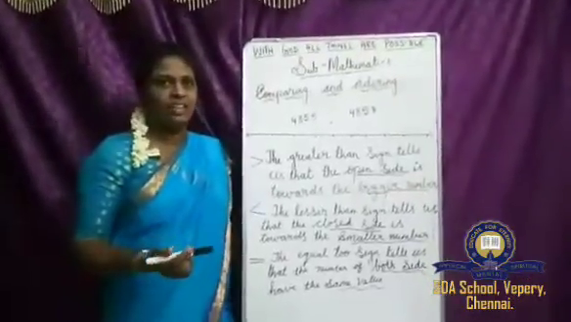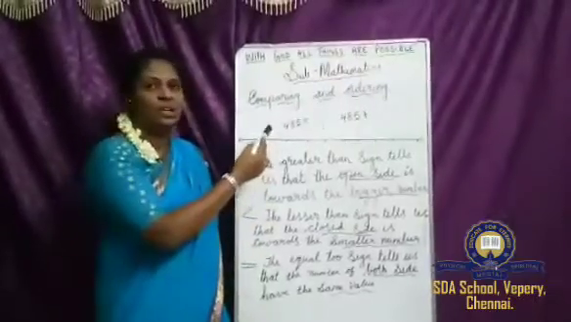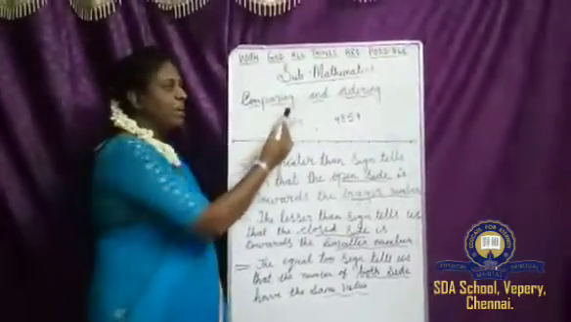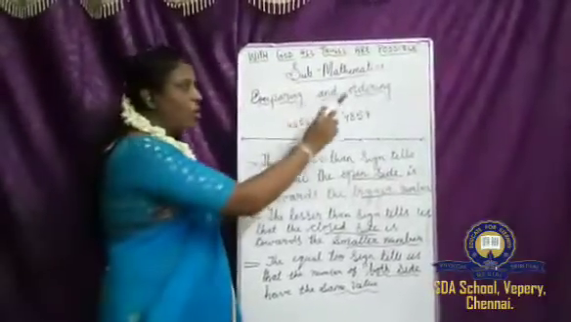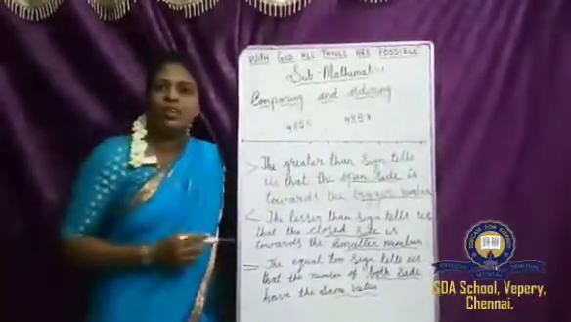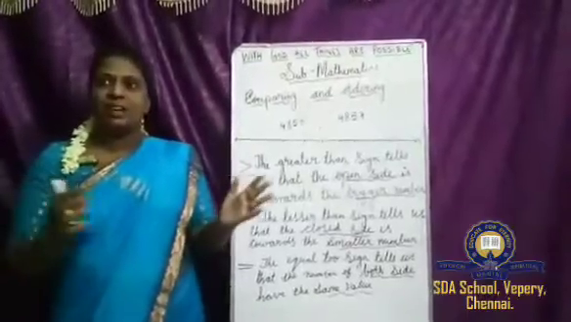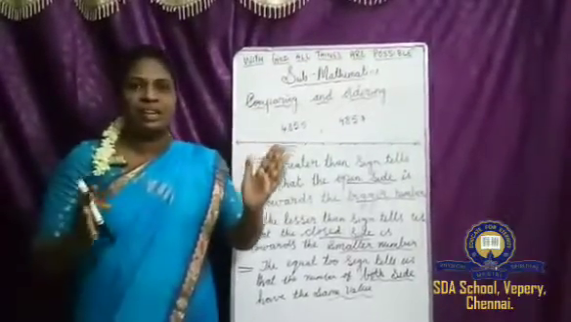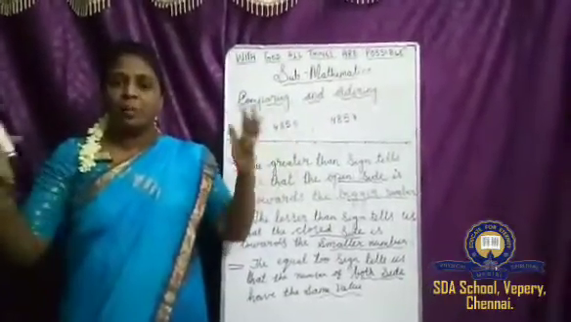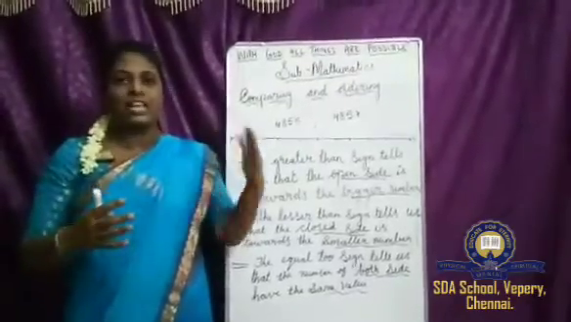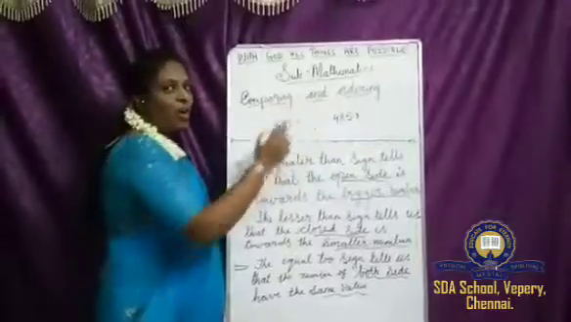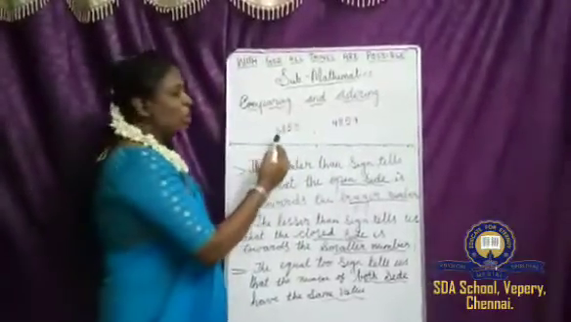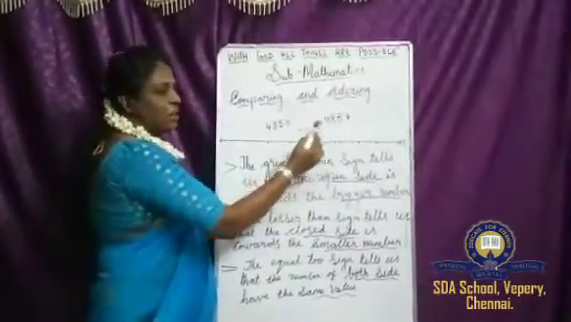Alright children, now we are going to learn about comparing and ordering. Comparing means what? Comparing means seeing which is bigger and which is smaller. Then comparing both the numbers and arranging them in order is called comparing and ordering. Let us look at these two numbers.